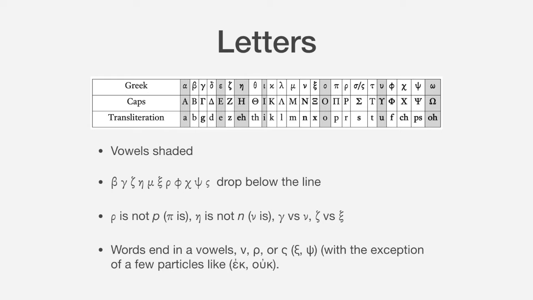Now, it's helpful to know that every word in Greek ends in either a vowel, a nu, a rho, or a sigma sound. So you can also have a xi because it has a sigma sound, and a psi because it also ends with a sigma sound. So those are the letters that Greek words can end with. There's a couple exceptions like ek, which means from, or ouk, which means not. But those words are going to be easy enough to learn because they don't change with the grammar.